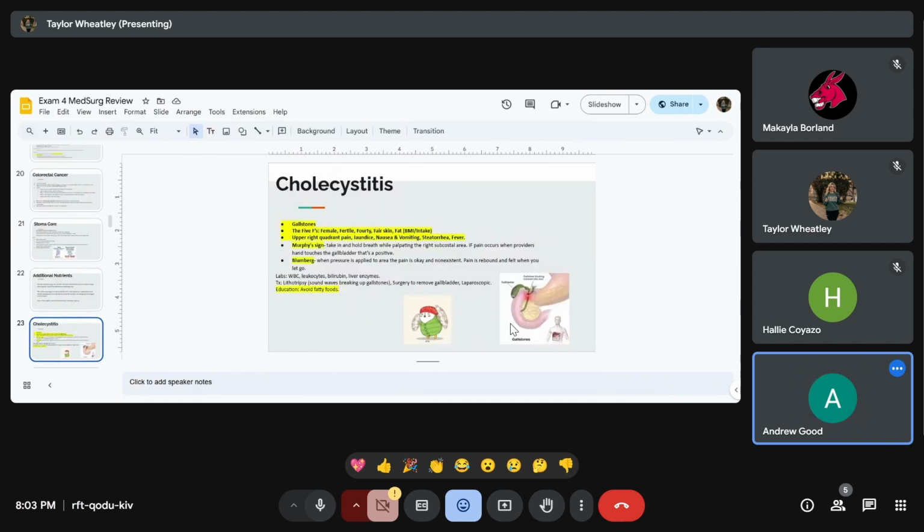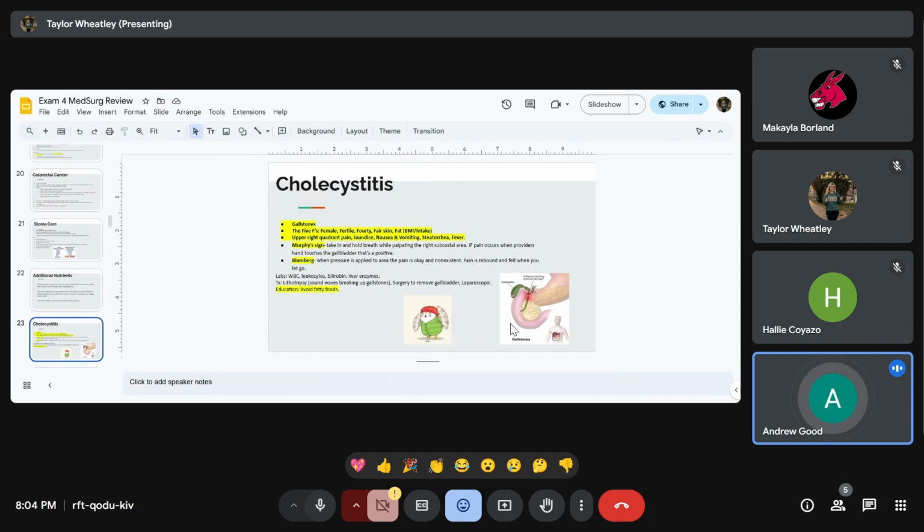Cholecystitis. So this is what we talked about. It's inflammation of the gallbladder, mainly linking to gallstones or cholelithiasis. You want to look for the five F's. So female, fertile, 40, fair skin, and fat. Fat is more BMI and also the intake of fatty foods. Symptoms: upper right quadrant pain, jaundice, nausea, vomiting, steatorrhea, and fever.